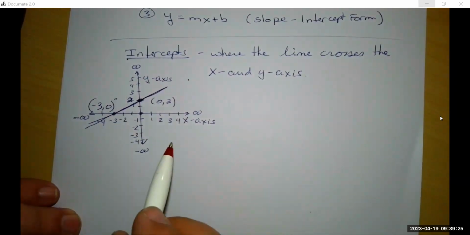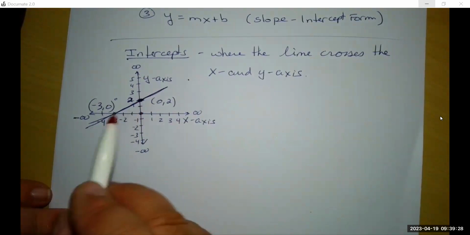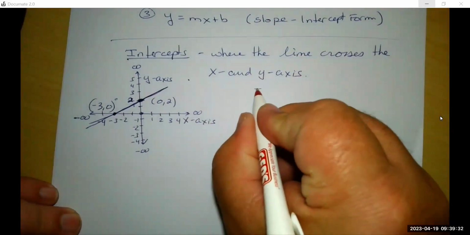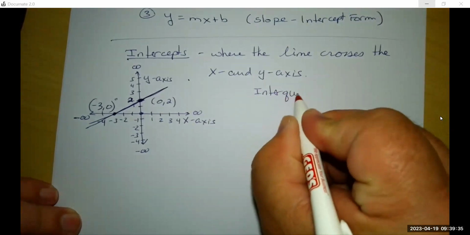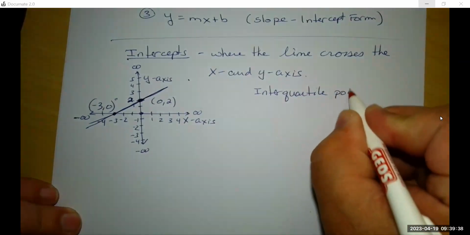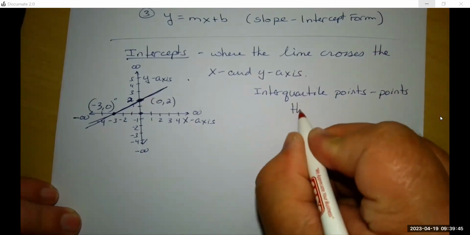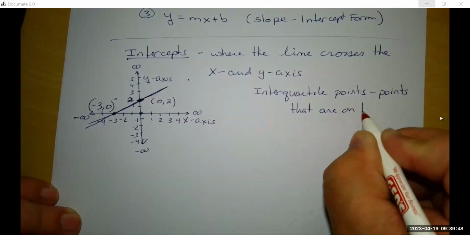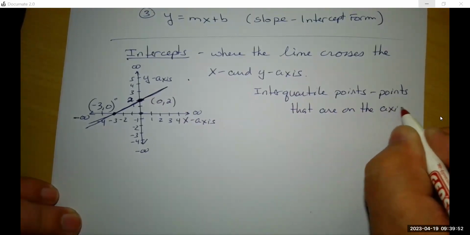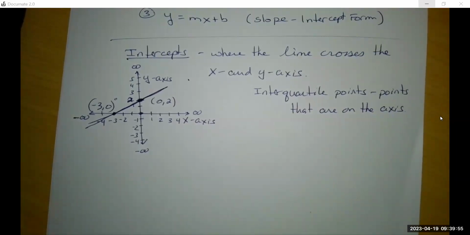Remember, these four things are called quadrants. If the dot is on the axis, they're called interquartile points, points that are on the axis, either x or y. They're between two quadrants. There was a question on the homework that asked what quadrant a point like -3, 0 is in. It's not in one. It's between two quadrants. Good answer.